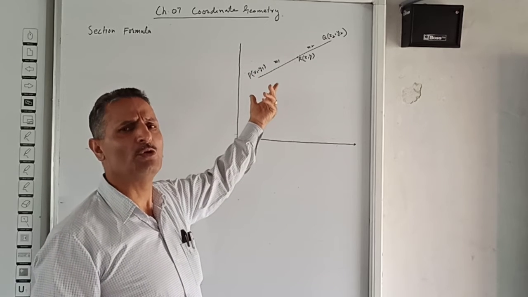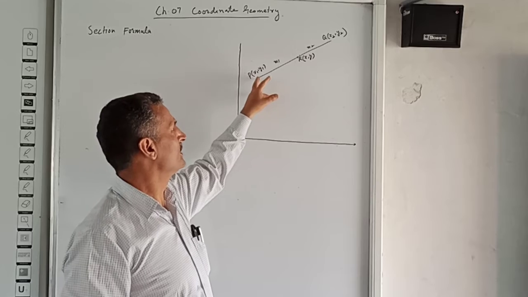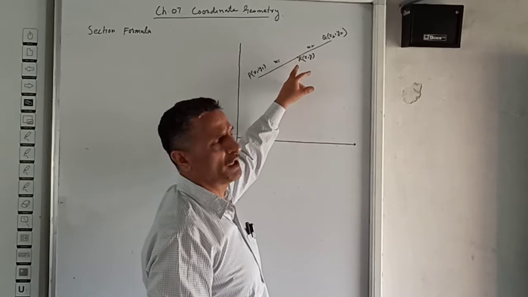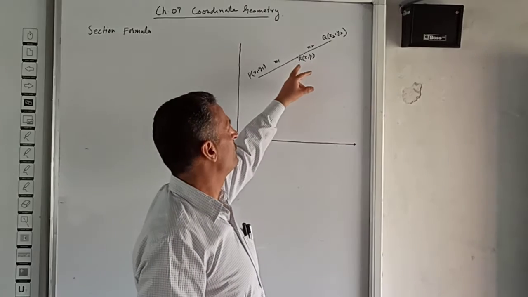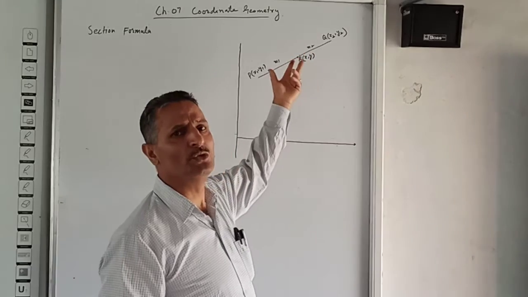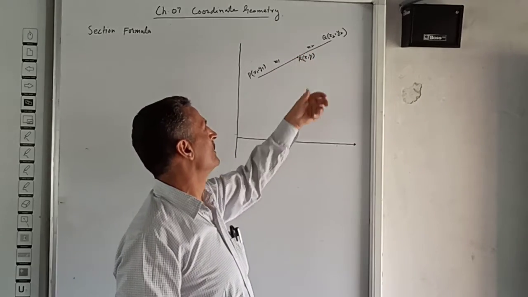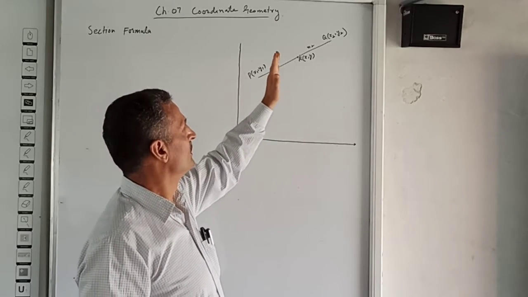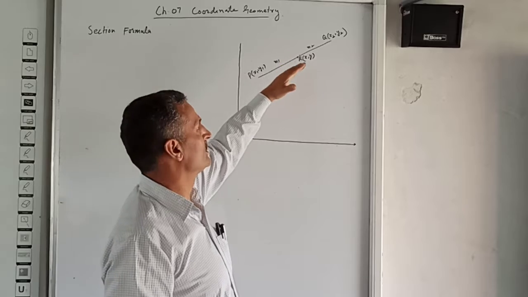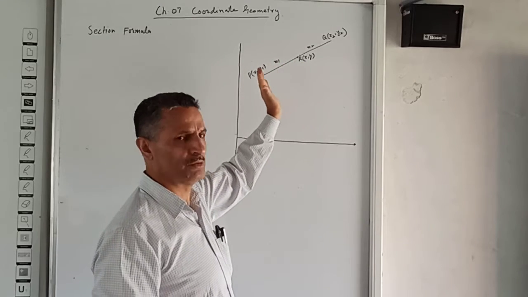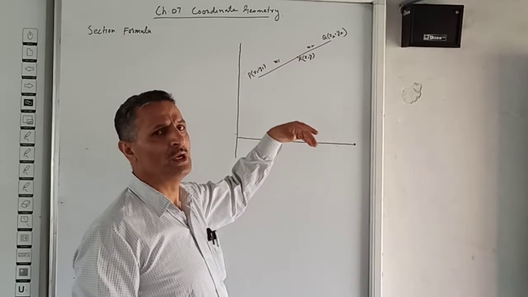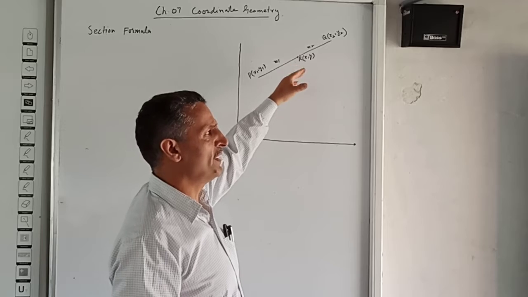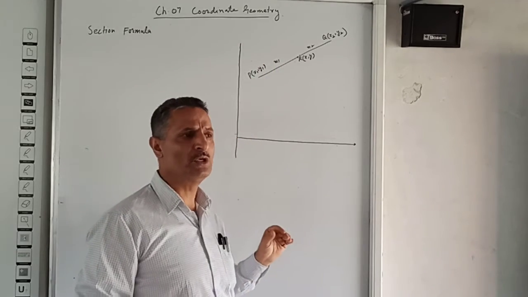We will find the value of M1, M2 with the help of this section formula, and also we will find the coordinates of R, which divides this line segment PQ in the ratio M1 is to M2. There is a point R which divides PQ in some ratio M1, M2. What are the coordinates of R? Where is this point located which divides PQ in the ratio M1 is to M2?